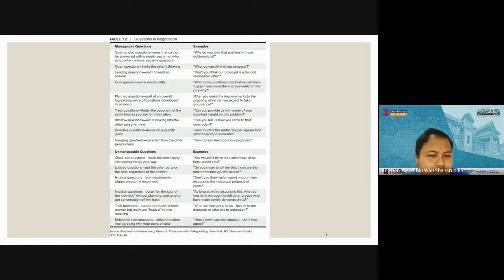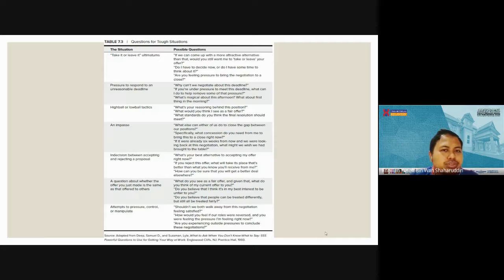For example, a heated question, where you are being highly emotional and trying to trigger emotional responses: "Don't you think we've spent enough time discussing this ridiculous proposal of yours?" So we can see that manageable questions are much softer, much more manageable and acceptable, whereas unmanageable questions will try to trigger a negative impact in our negotiation process.